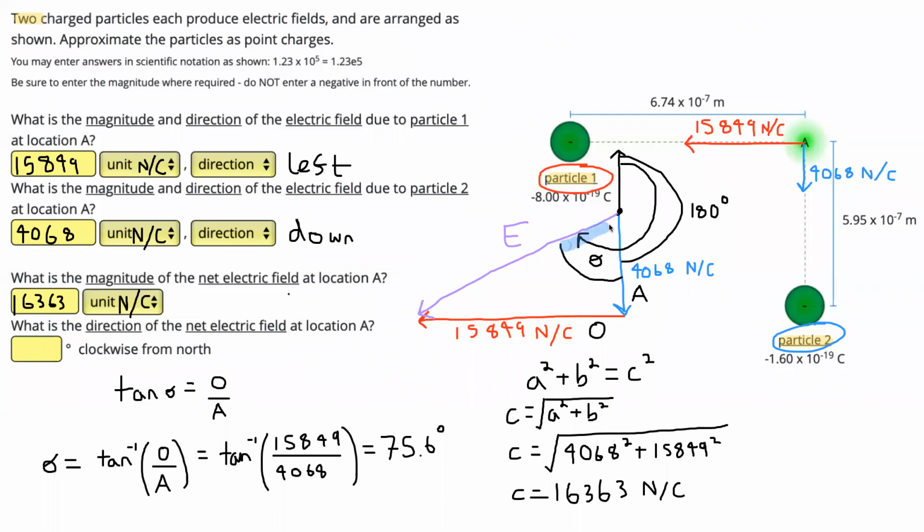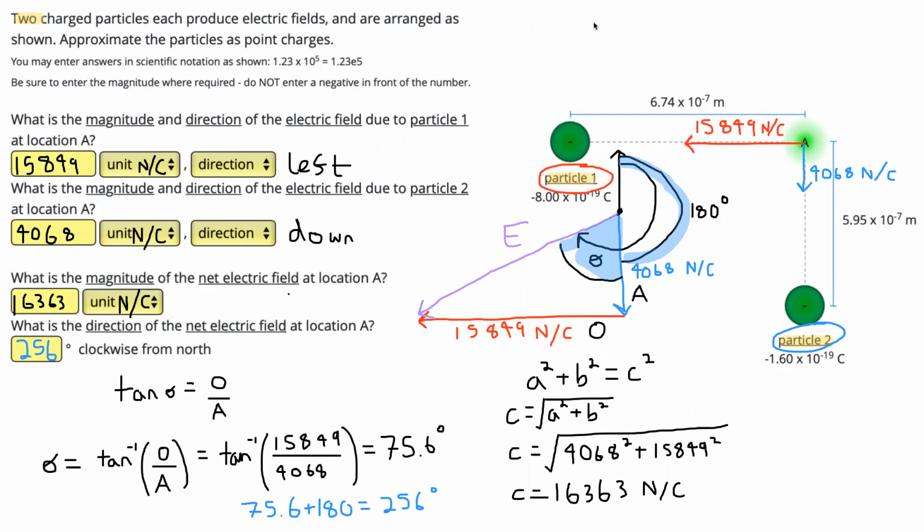I found this angle in here. So finally, I just need to add it to 180 degrees to get my total angle. So that'll be 75.6 plus 180, which gets me to my final angle of 256 degrees, which we can fill in here.